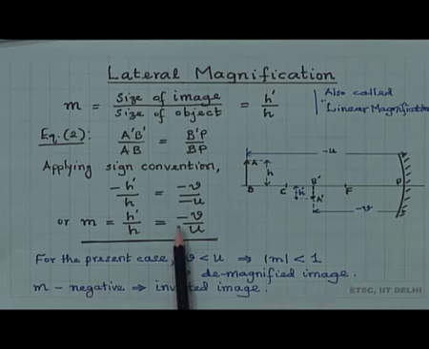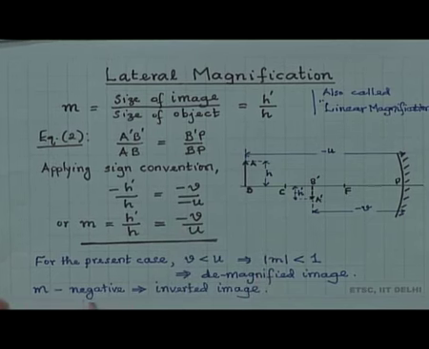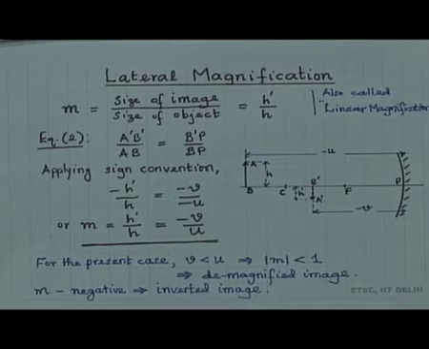The negative sign in the magnification, if we were to get a negative sign in m, implies it is an inverted image. Negative sign implies inverted image. So, we will see this further.